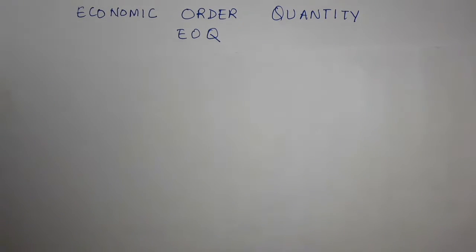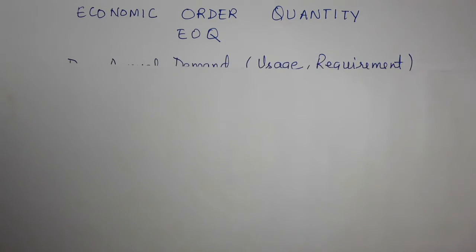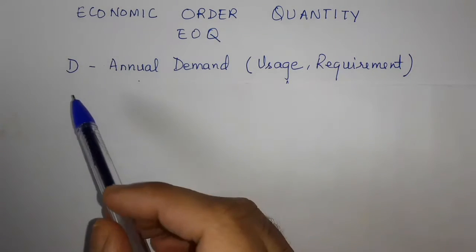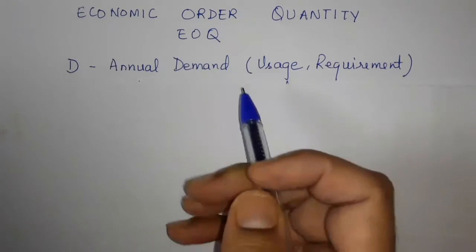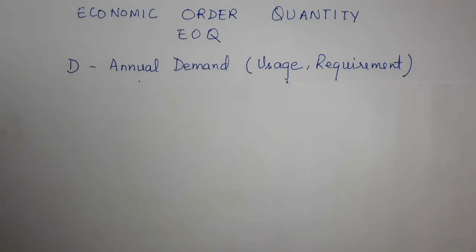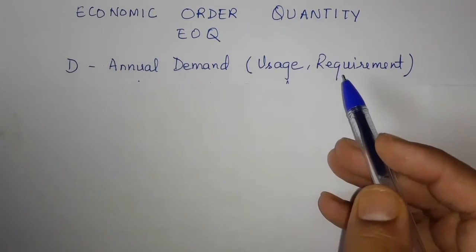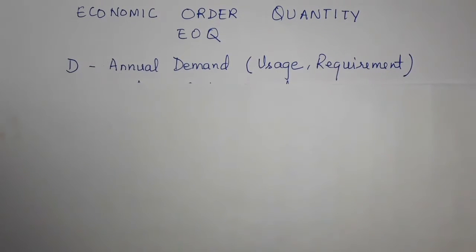The EOQ or economic order quantity is also known as economic lot size or reorder quantity or standard order quantity. These are the other names of EOQ. Now to calculate EOQ, we basically need a few terms. So let's have a look at those terms. The first one is known as demand or the annual demand. It is the demand in terms of per year, and sometimes it's also known as usage or requirement or supply. These are the other terms which can be used instead of demand.